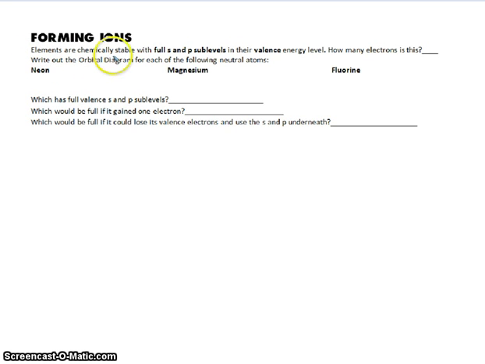Elements are going to be chemically stable if they have full S and P sublevels in their valence, or outermost, energy levels. Well, an S sublevel can hold 2 electrons, and a P sublevel can hold 6 electrons. If both of those in the outermost energy level are full, that gives you a total of 8 electrons. So if an atom has 8 valence electrons, it's chemically stable.